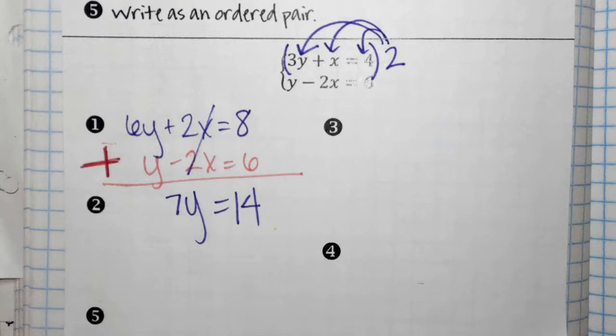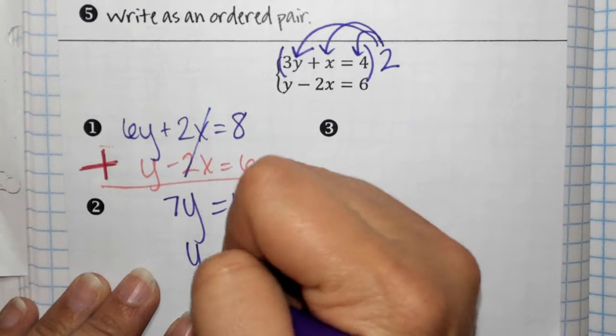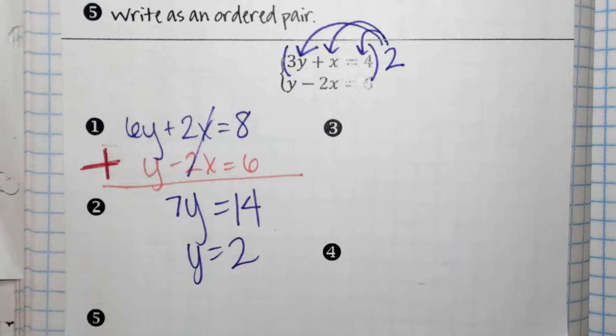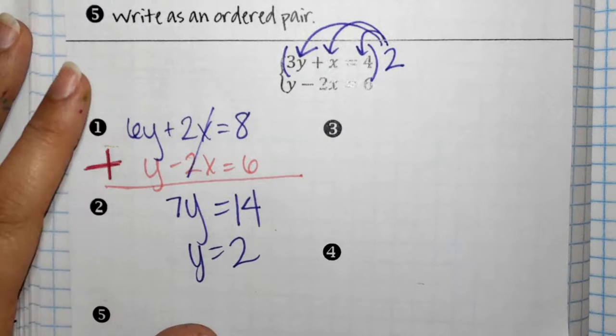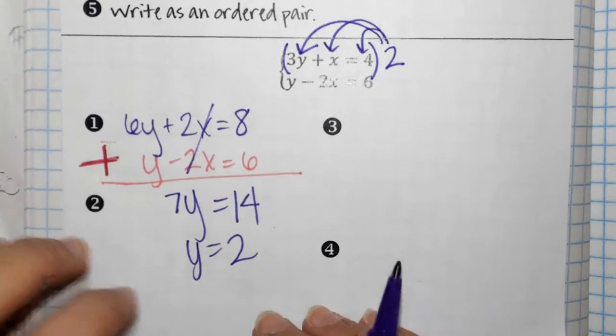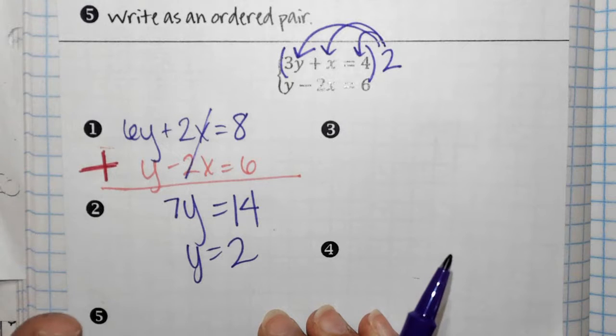And I know y equals 2. Now, how many answers do we need in a system? 2. Now that we have our y, we're going to plug it in. Do we want to do the top one or the bottom? Does it really matter? No.